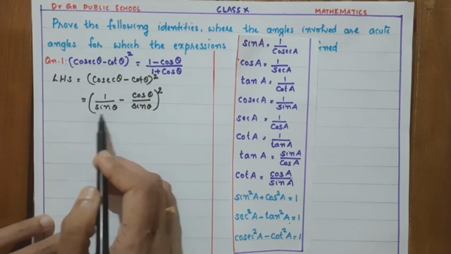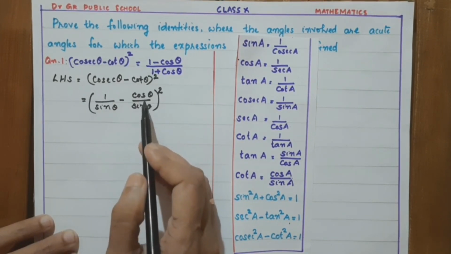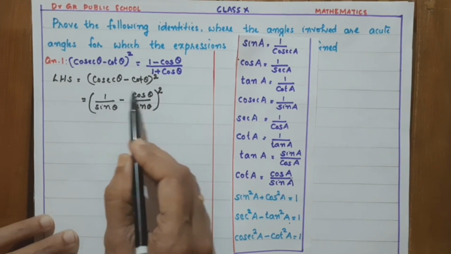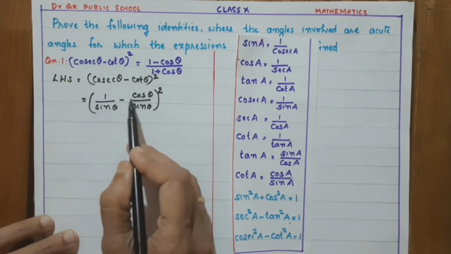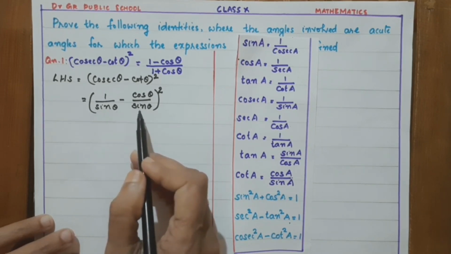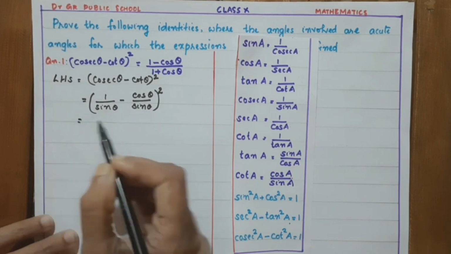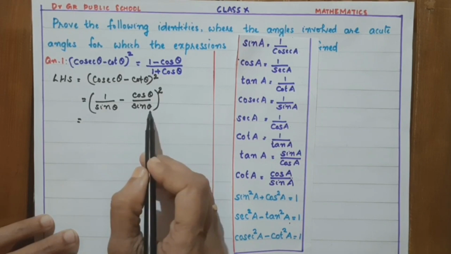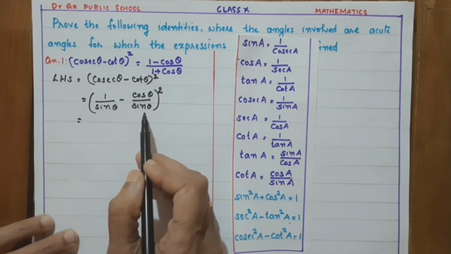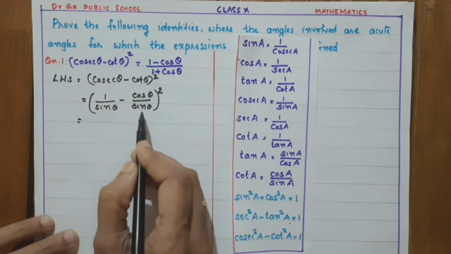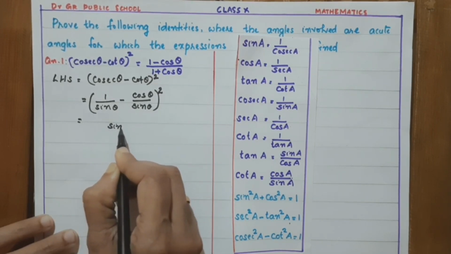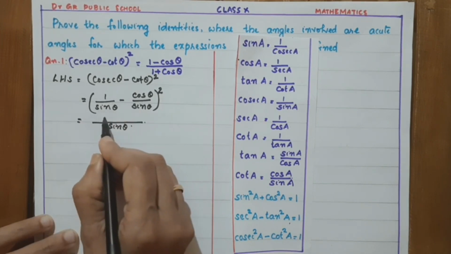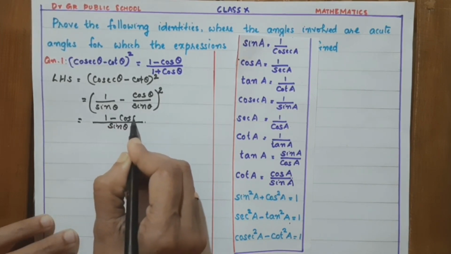Cosec theta, 1 by sin theta, minus cot theta, cos theta by sin theta, the whole square. Now here we have rational form, isn't it? So what if we have rational form? Usually we take the LCM. So here 1 by sin theta, here cos theta by sin theta, same denominator. If we have the same denominator, how will you write it? This can be taken as the common denominator. Sin theta is the common denominator and the numerator will be 1 minus cos theta, isn't it?